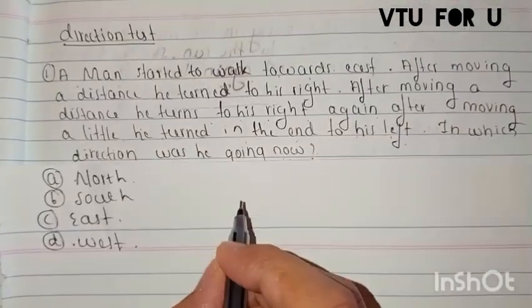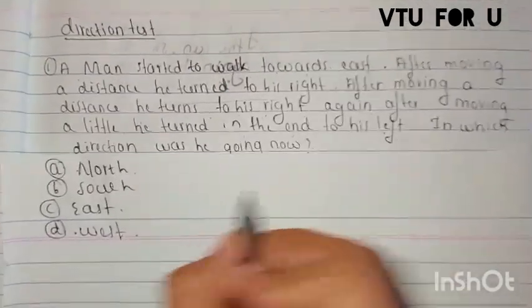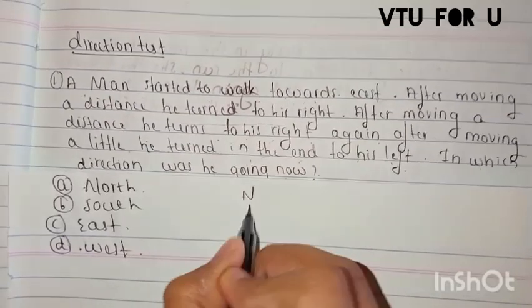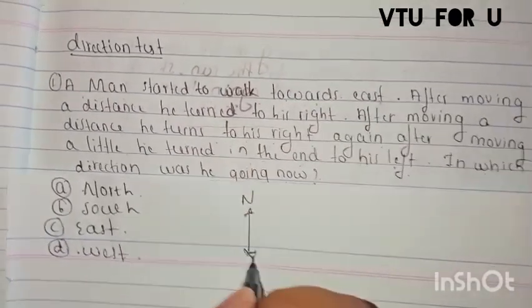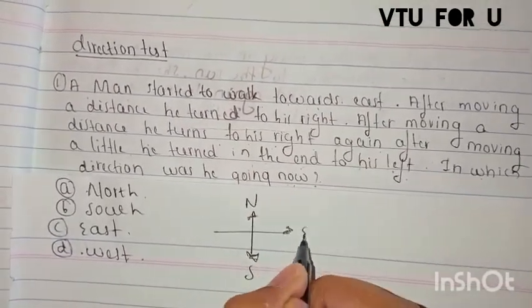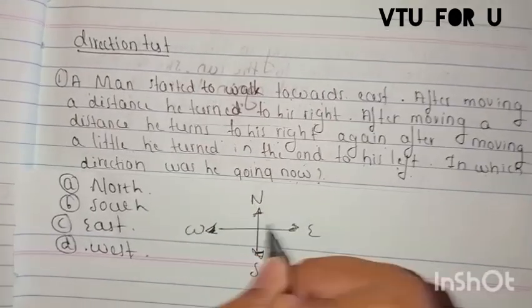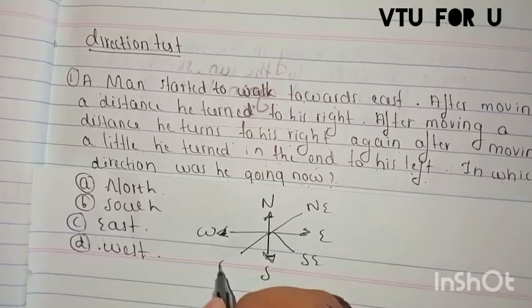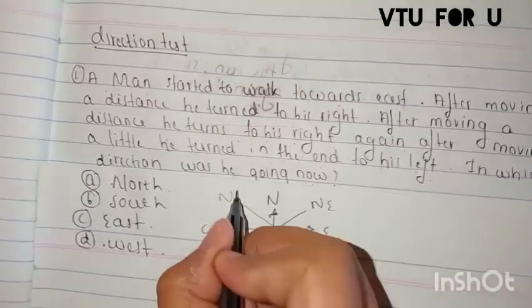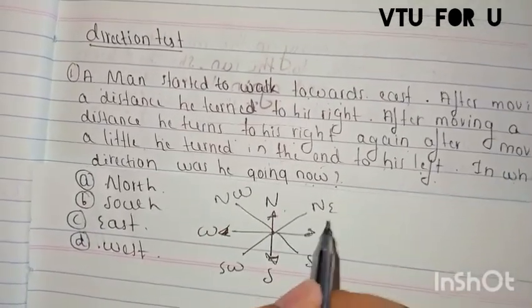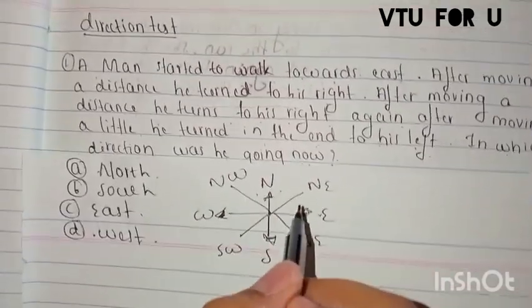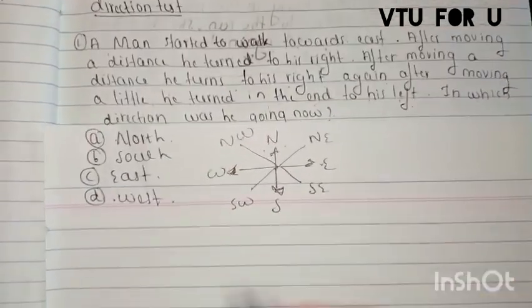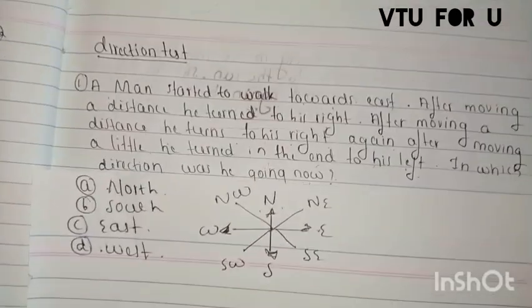Okay, the first basic thing you should know is this. This is north and this is south, this is east and this is west. This is northeast, this is southeast, this is southwest, and this is northwest. Please do not call this east north. Your answer will be completely wrong. Okay, let's move to defining the answer.